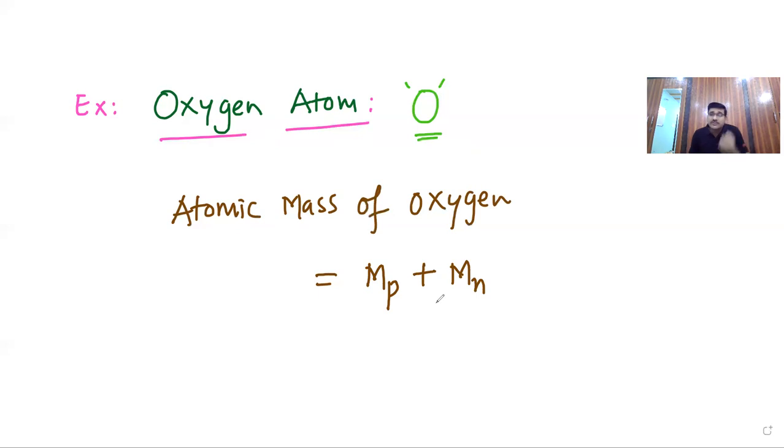There are 8 protons. We have seen the atomic number is the number of protons. So there are 8 protons and there are 8 neutrons that are present. Clear? 8 protons and 8 neutrons, and there are 8 electrons revolving around the nucleus in orbit. Clear?